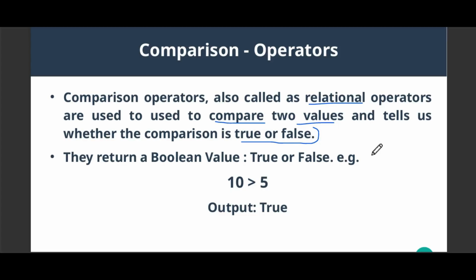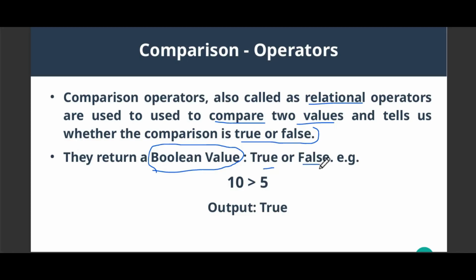One thing to remember here is that comparison operators always return a Boolean value. That is, they will never return an integer or a float or any other data type. They will return a Boolean value, that is, true or false. Just two outputs, either true or false. If the comparison is correct, it will return true, and if the comparison is wrong, it will return false.